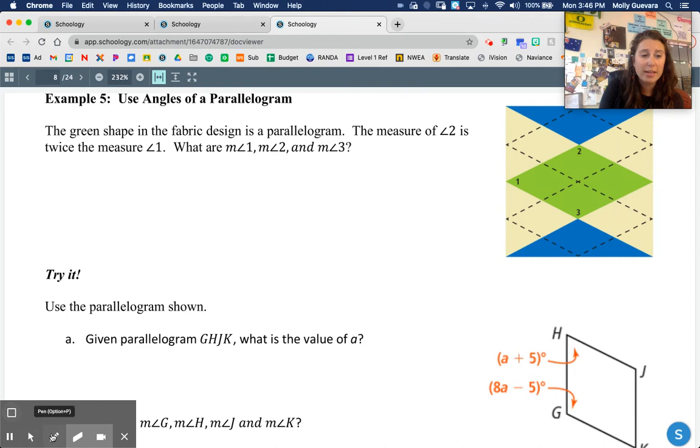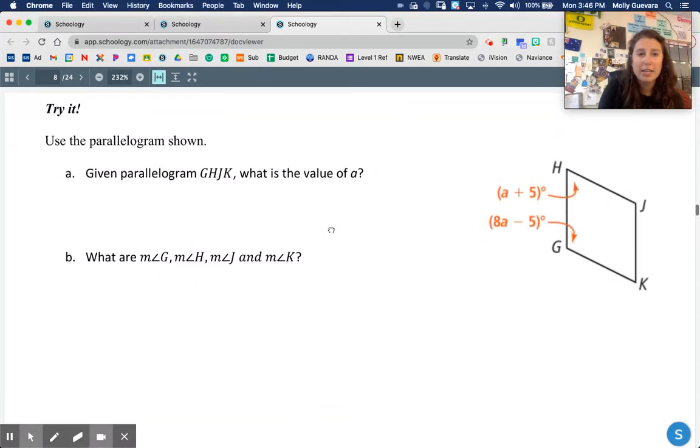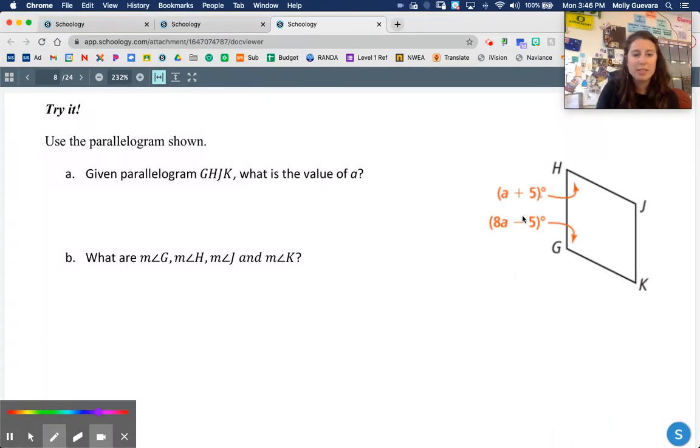We have a try it here for you guys. Here it says use the parallelogram shown. So again, I know it's a parallelogram. Given this parallelogram, what is the value of A? Notice that I'm given that one angle is A plus 5 and the other angle is 8A minus 5. What do I know about these two angles if they are consecutive? They should add to 180. So go ahead and pause the video, see if you can find the value of A. Once you've found the value of A, see if you can find the measure of angles G, H, J, and K.